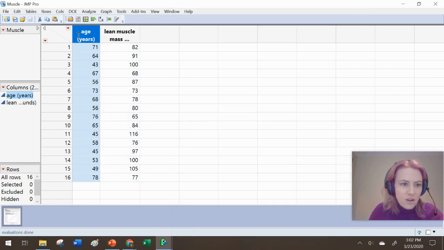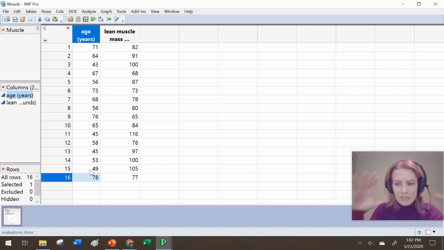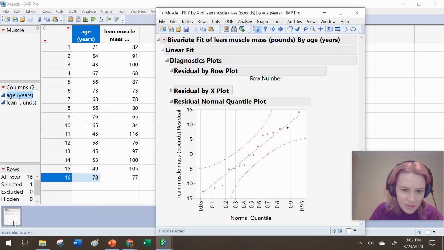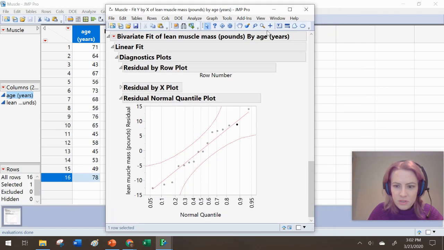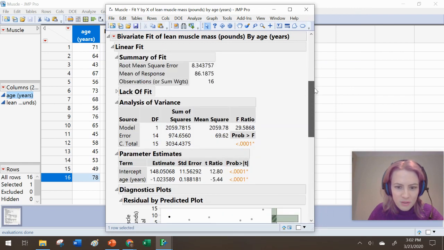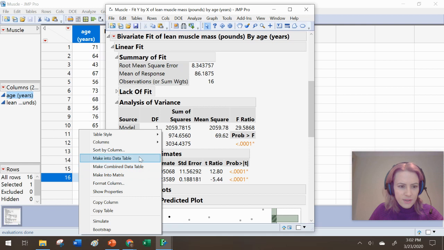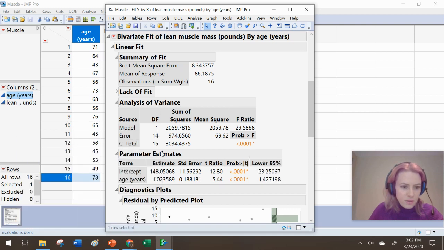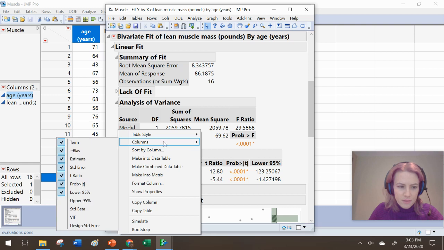So seeing as all these men were between the ages of 43 and 78, I'm going to limit my inference to men of that age range, because we certainly don't have a representative sample of people of all ages or both sexes. Okay. So with all those things checked out and seeming like reasonable assumptions, then I'm going to feel comfortable going to my parameter estimates table, right click, and adding in the columns for the lower and upper 95%.